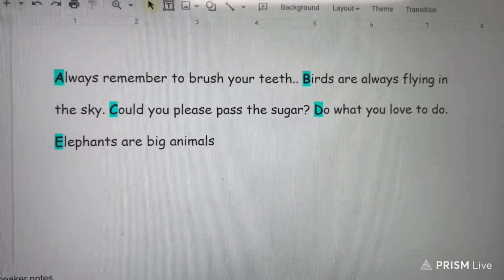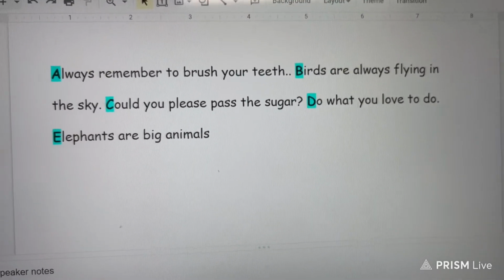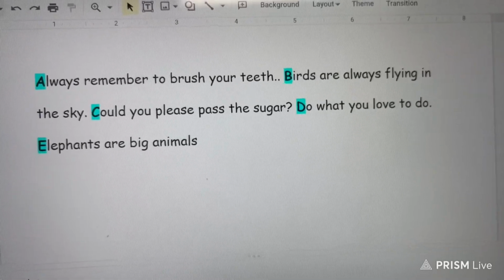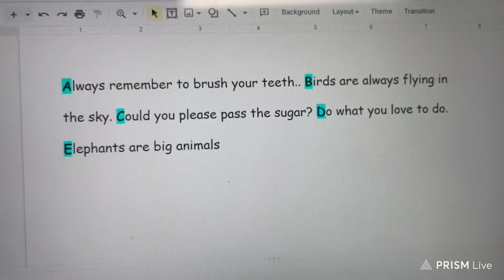This one here says, always remember to brush your teeth. Birds are always flying in the sky. Could you please pass the sugar? Do what you love to do. Elephants are big animals. So the second one that we read is one of what not to do. So we want the students to understand their writing has to make sense. It has to flow together.